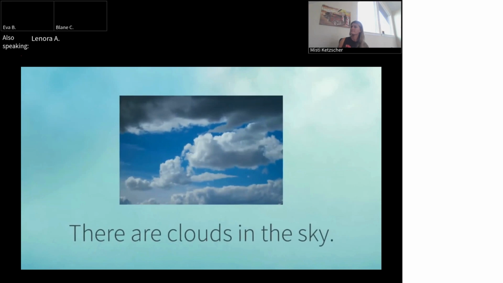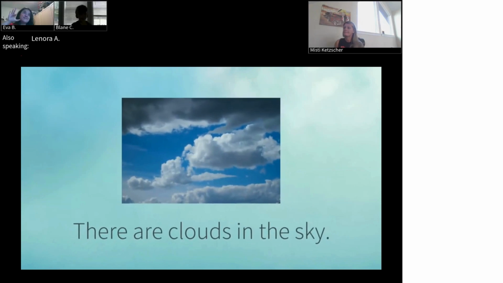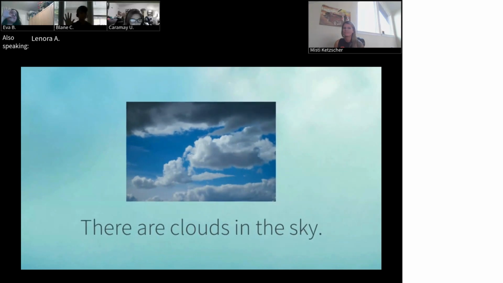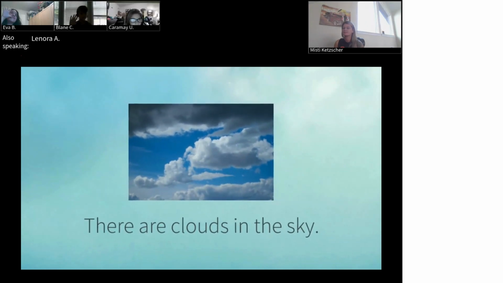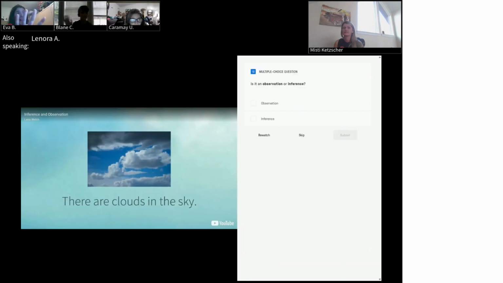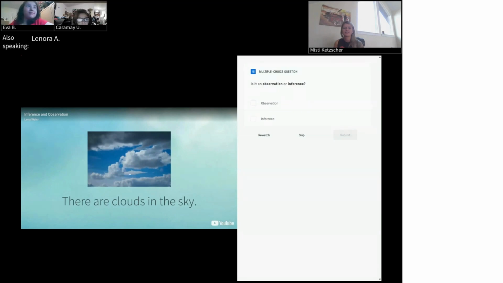There are clouds in the sky. Which word do you hear in your head for this one? Do you think this is an observation, or do you think it's an inference? Kara May? I think it's an observation. It is. Kara May, was that you? Yes. Okay, just making sure. It kind of cut out on me for a minute. Yes, it is absolutely an observation.